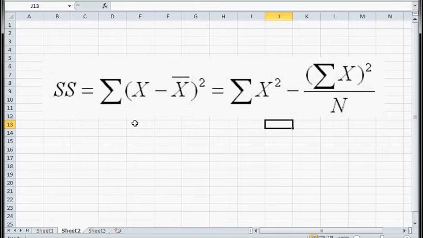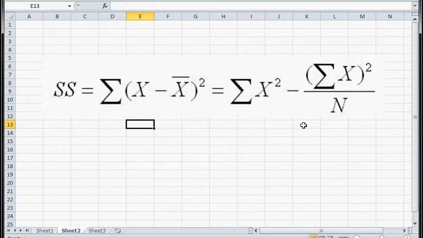On the left we have the definitional formula. The definitional formula is an easier formula, but one that requires additional steps when dealing with larger data sets. The larger your data set, the more steps you have to take. And as a result, this is useful for smaller data sets, but quite infuriating to use for larger data sets.